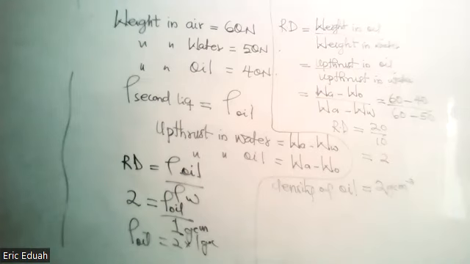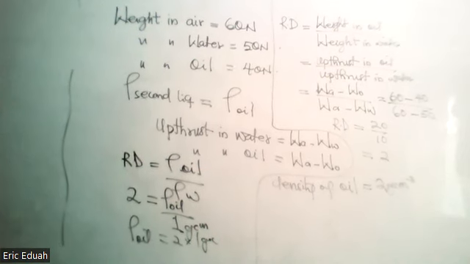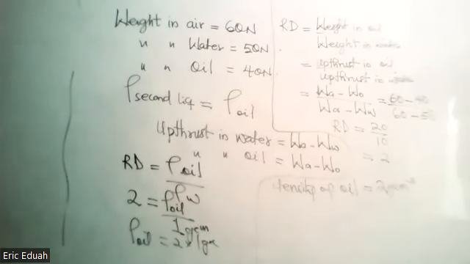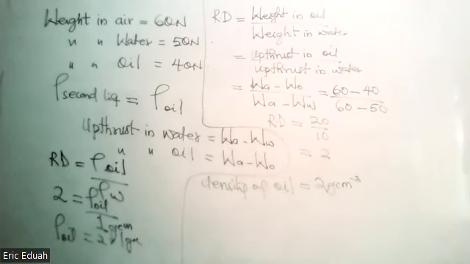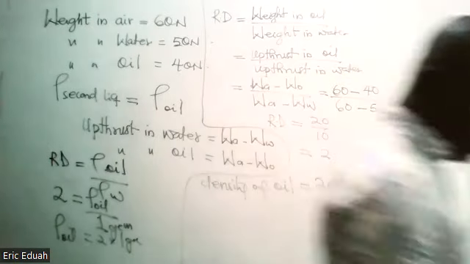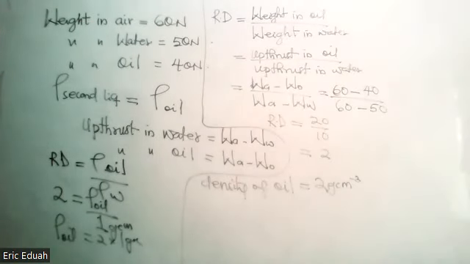Is this your final answer? The final answer will be 2,000 kilogram per meter cube for density of oil, because the question demands that we find the density of the second liquid in kilogram per meter cube.